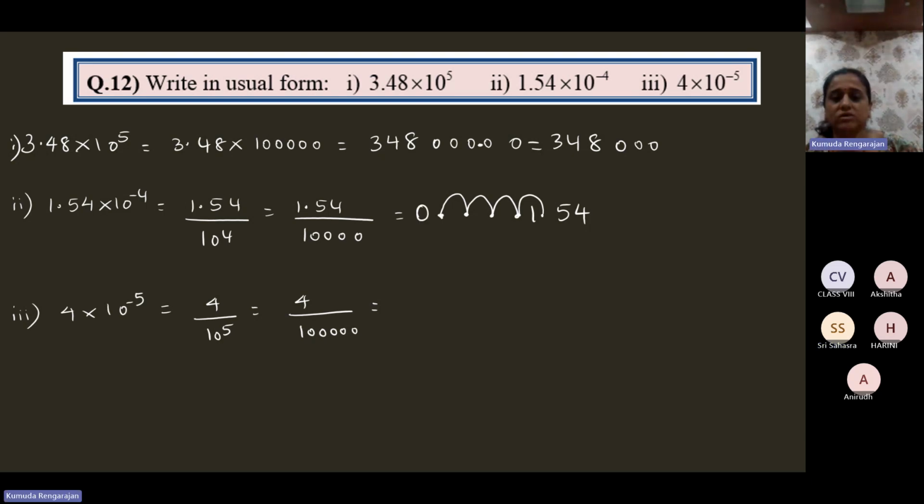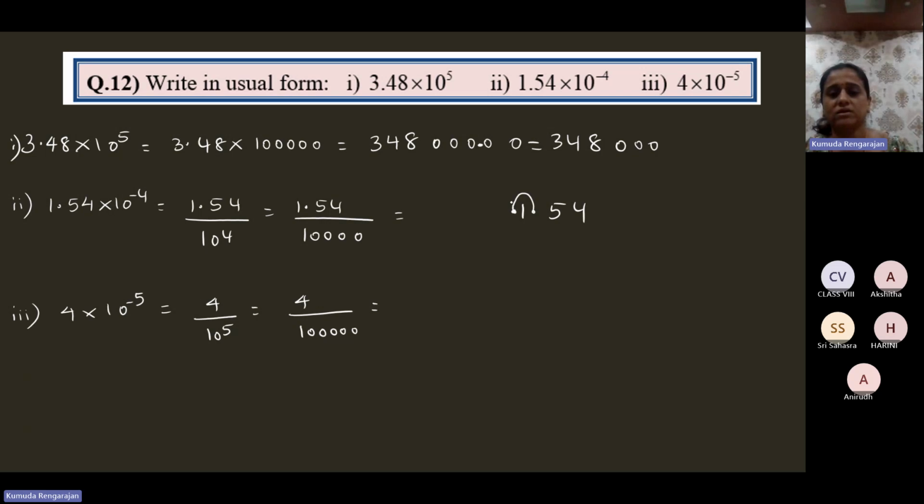So 0.000. So what's the answer? It is 0.000154. I'll just show you that again. See here. When you're dividing, you should shift the decimal point to the left, because when you divide, the number becomes small, no? Yes. When you divide 1.54 by 10,000, the number will become small. So you should shift the decimal point to the left. 1.54. You should shift by 4 places.